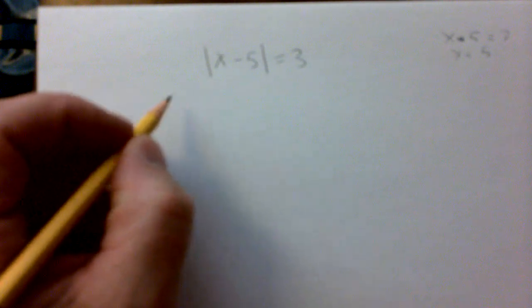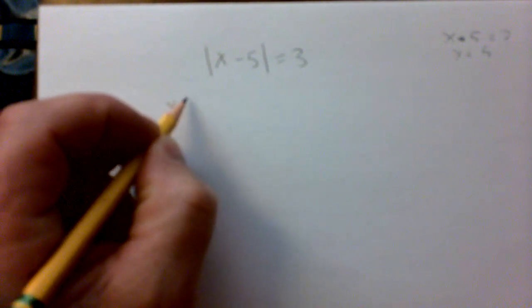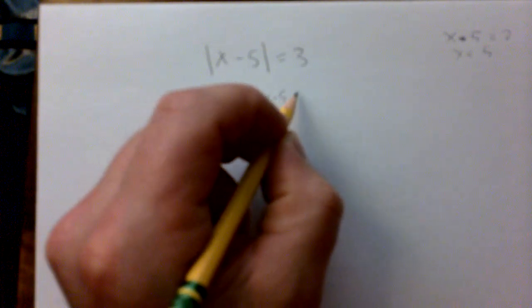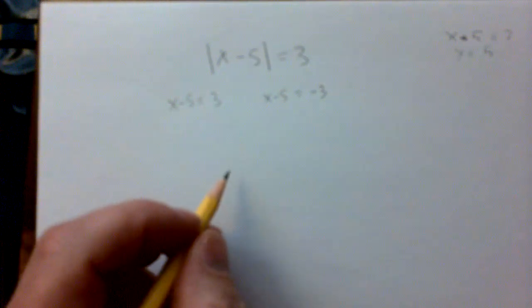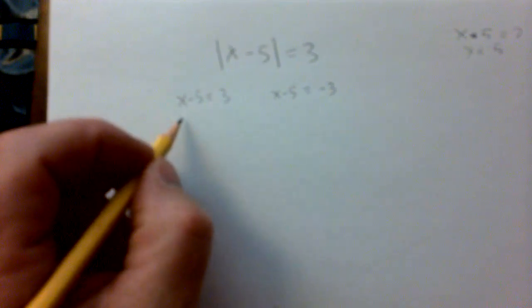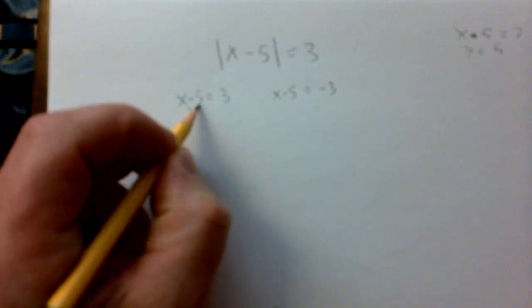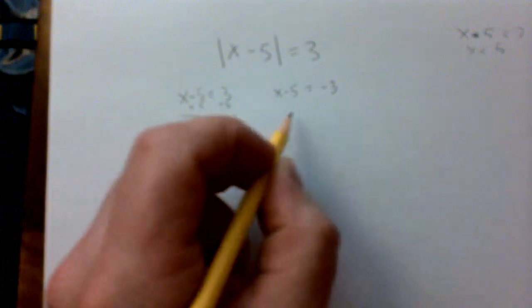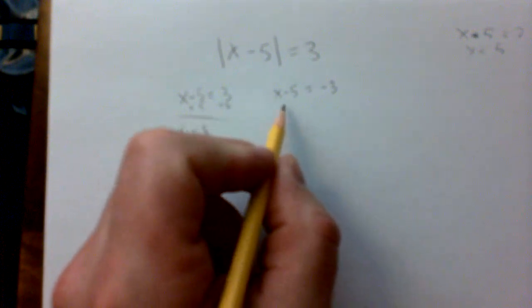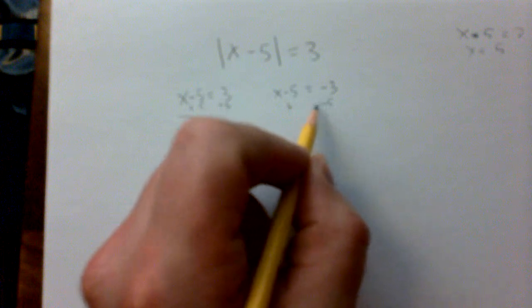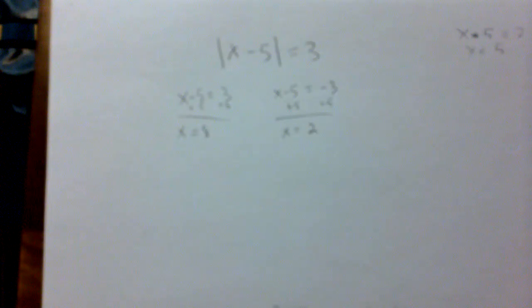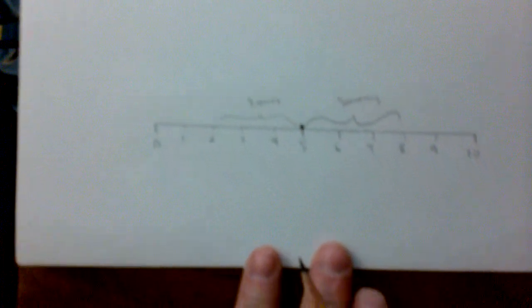When you solve an absolute value equation, as you know, you set it up so that you're solving for both x minus 5 equals 3 and x minus 5 equals negative 3. Then you go ahead and solve each of those equations. If we do the one on the left, we add 5, and we see that x equals 8. On the equation to the right, if we add 5 to both sides, x equals 2.